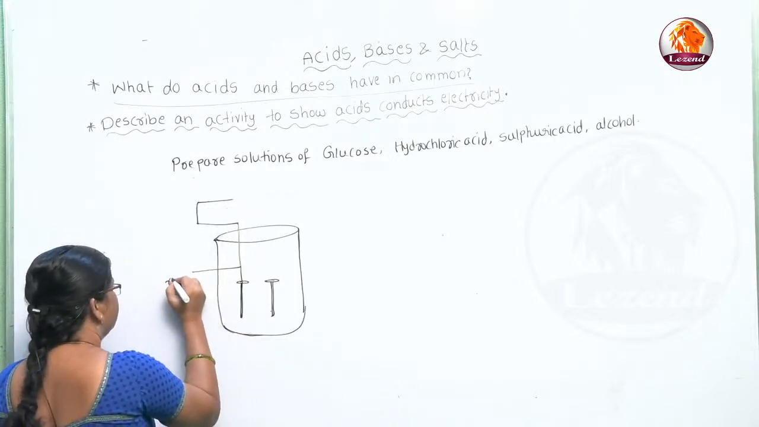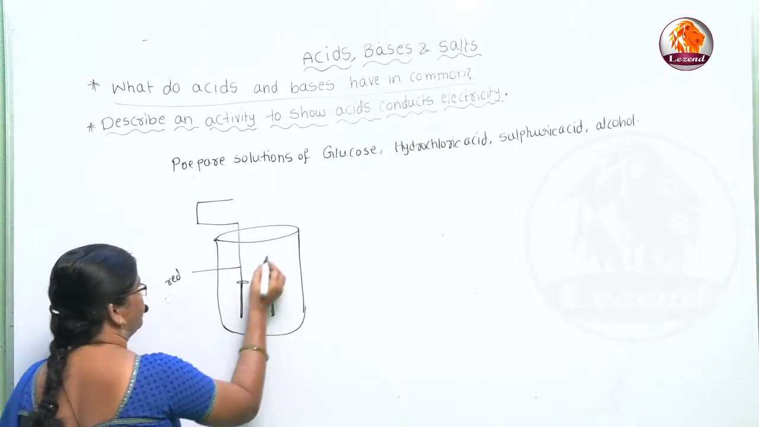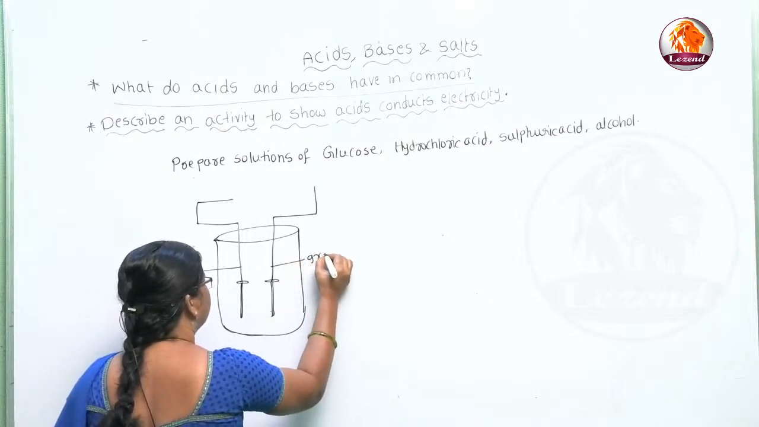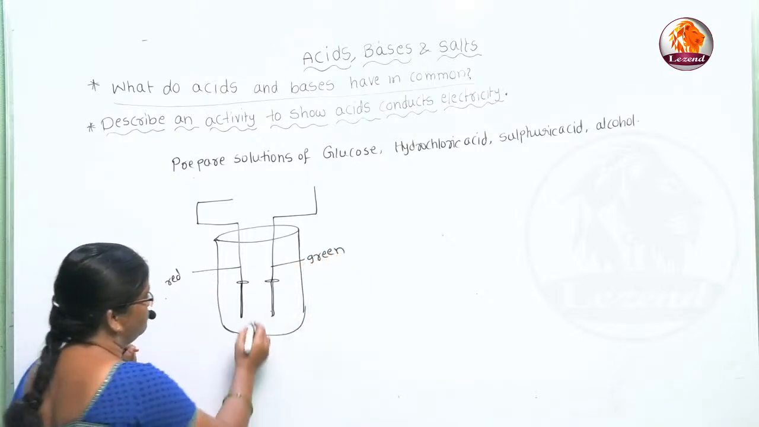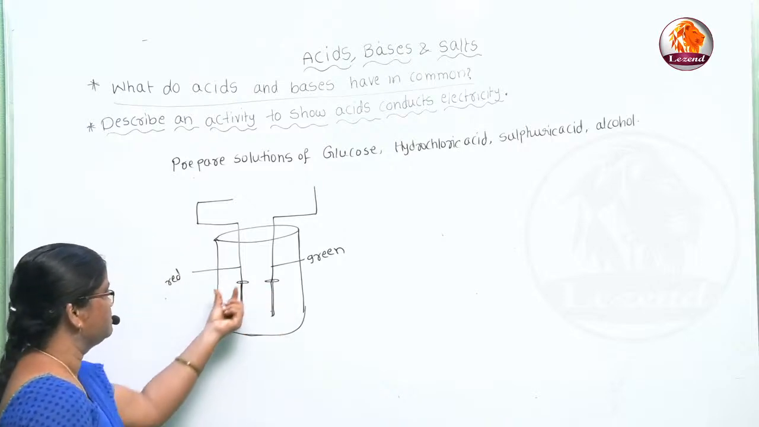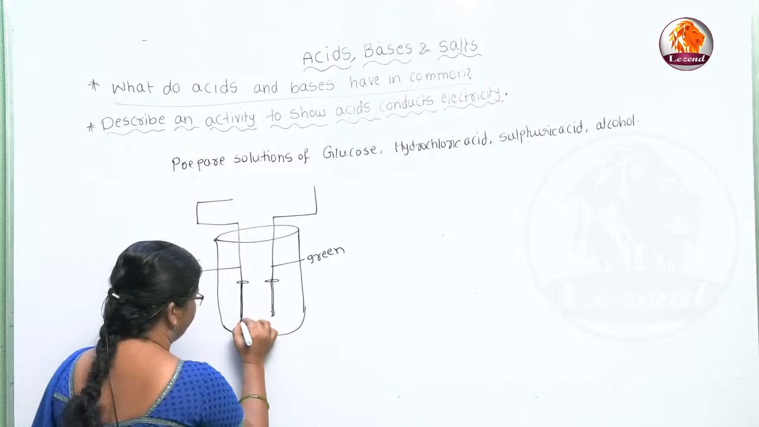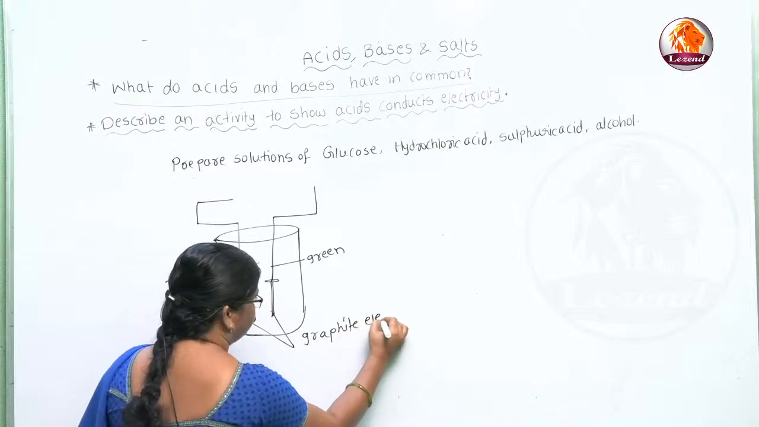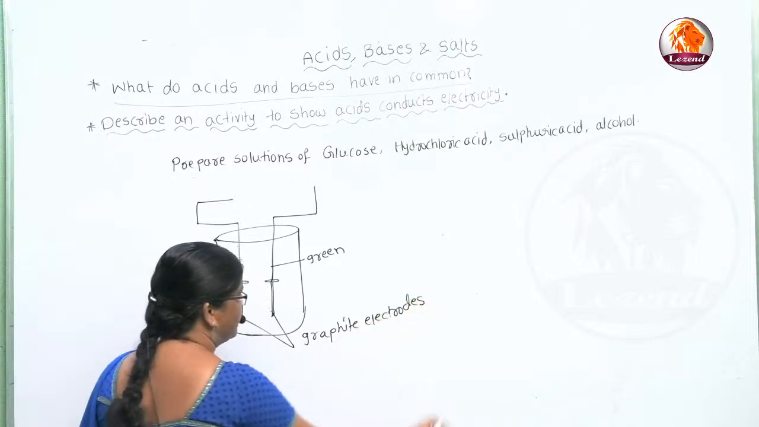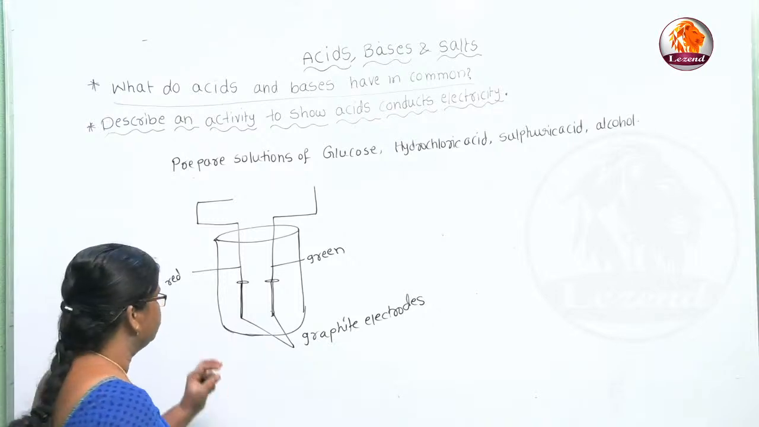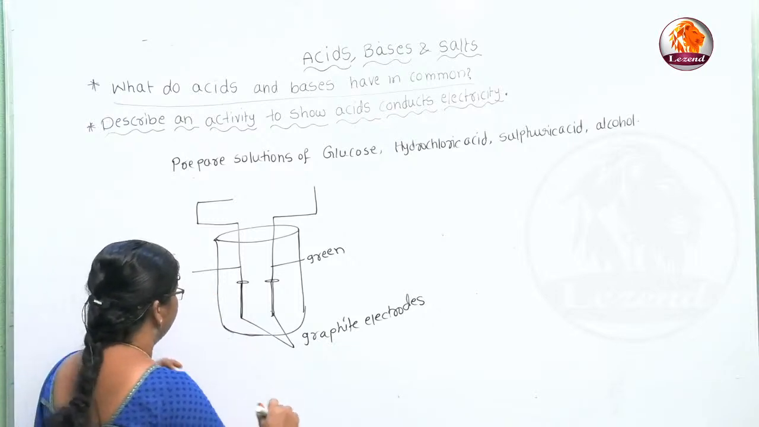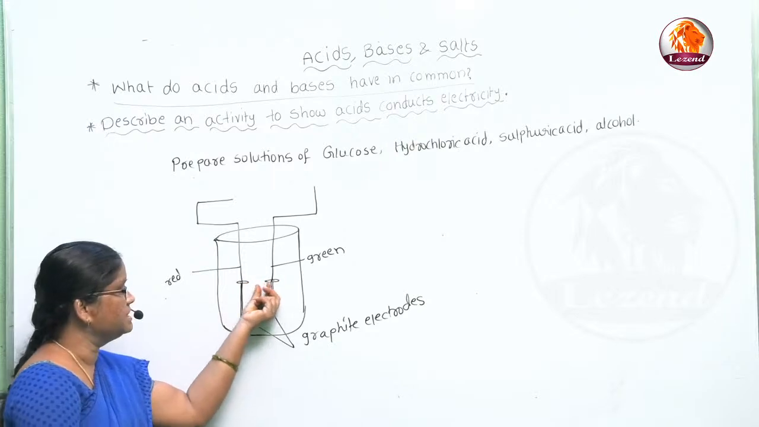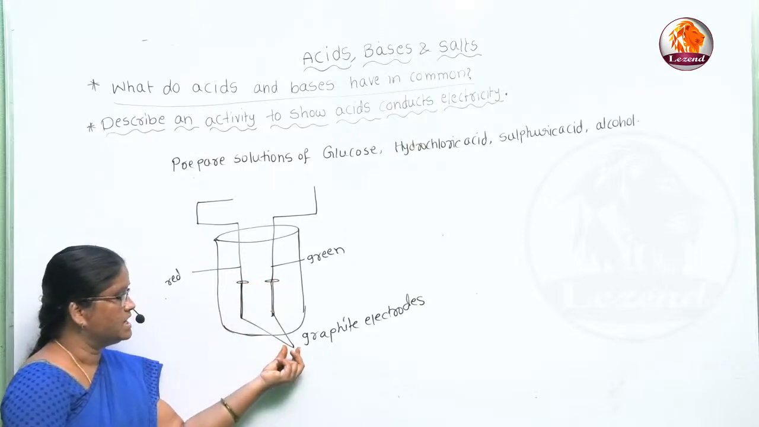For example, this is a red color electric wire, like a copper wire, and this is green. So we connect one end of the two different colored electric wires with two graphite electrodes. Sometimes they will also ask only to draw the diagram to show that acids conduct electricity. So that's why we need to draw the diagram perfectly. Now the two different colored electric wires we connect at the ends of the graphite electrodes.